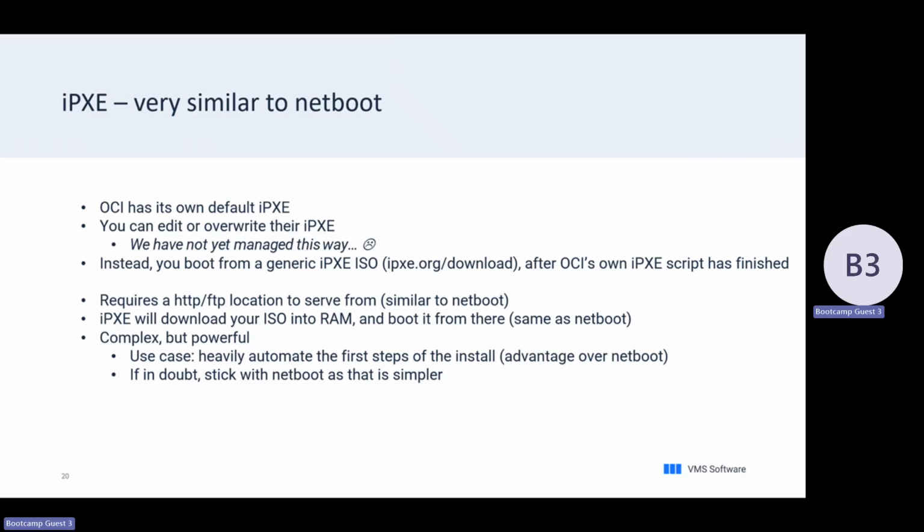And IPX is very similar to Netroot, since Netroot has IPX to it as well. But OCI has its default IPX, and you can edit or override it, but we have not yet managed to do this. So instead, what you can do is move from a generic IPX after OCI's script is finished. And just as with the Netroot approach, it requires an HTTP or FTP location to serve the ISO file, and then it downloads it into RAM, which is the same.